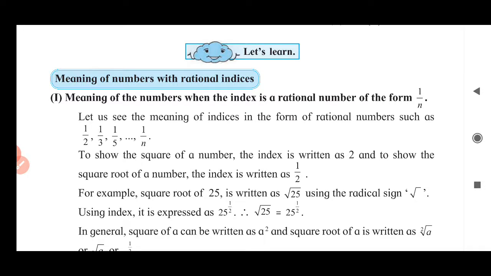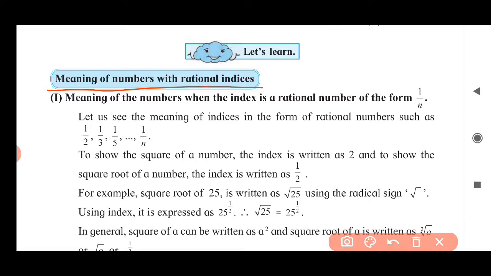The meaning of numbers with rational indices. Meaning of numbers with rational indices. Rational numbers you learned last year and in the first chapter also. The meaning of numbers when the index is a rational number of the form 1 upon n.